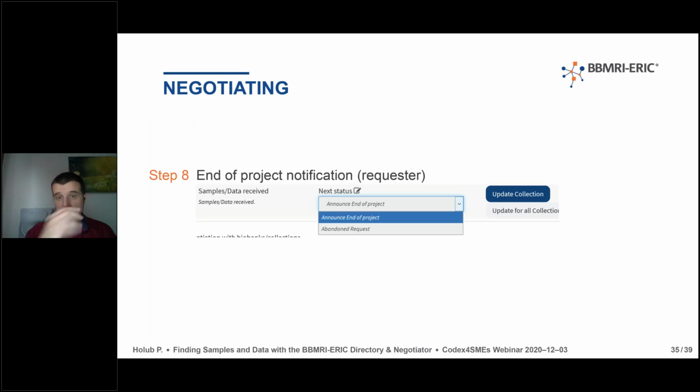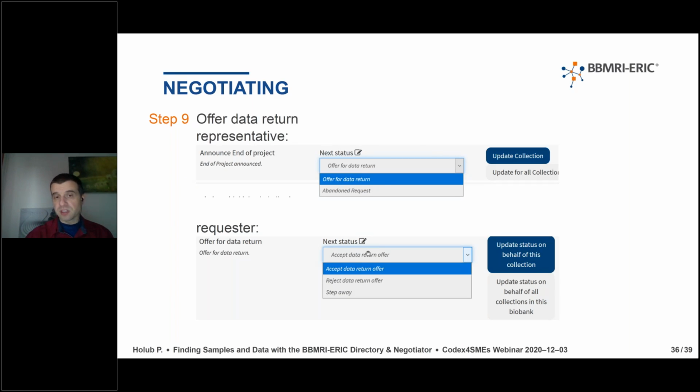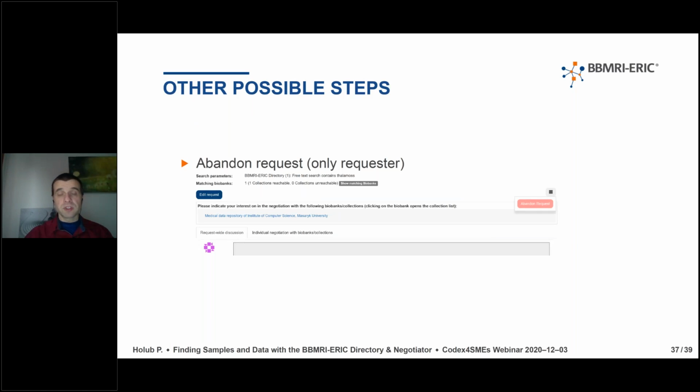And as the last step on the requester side, once they finish the project, they would announce the end of the project and the data return would start. So if there is any data available, the researcher would indicate offer data return, and the requester and the representative would, well, sorry, there is a mistake on the slide. It should be the requester indicates offer of the data return, and the biobank indicates if they can accept the data return or if they want to reject the data return.